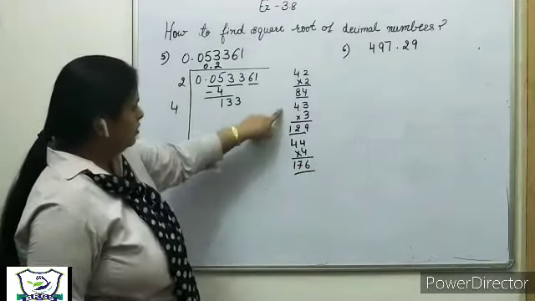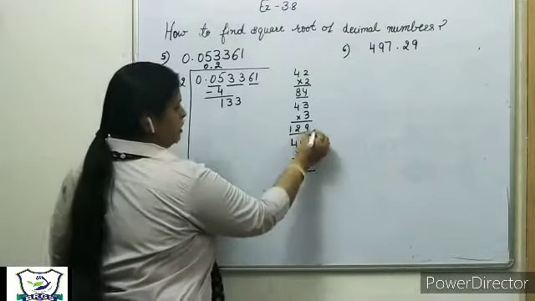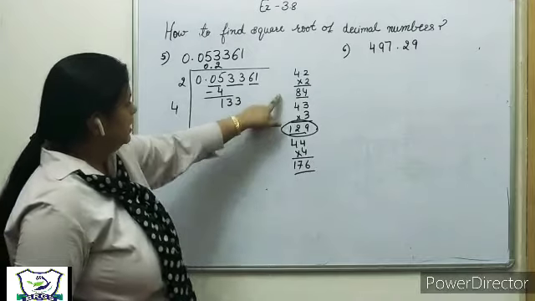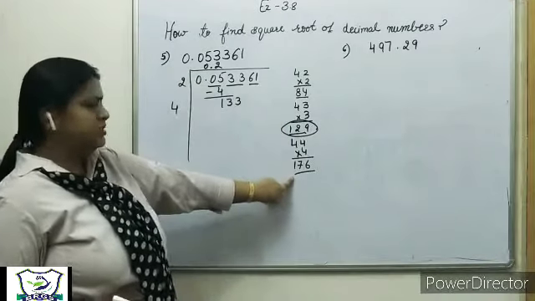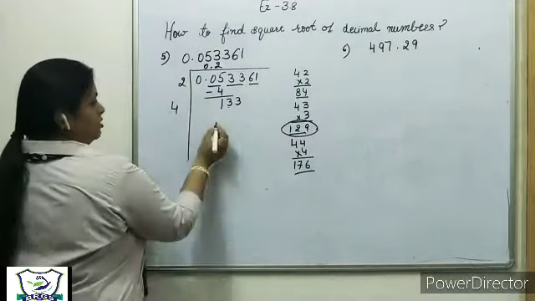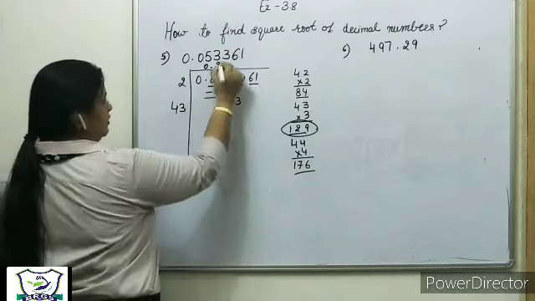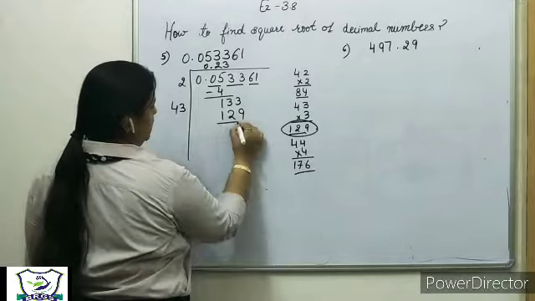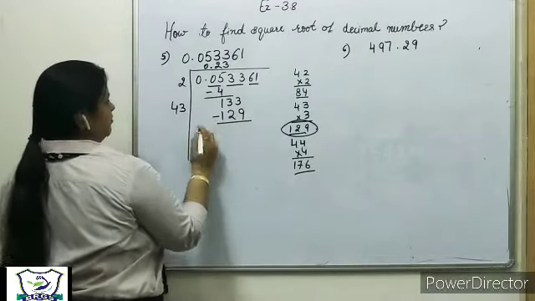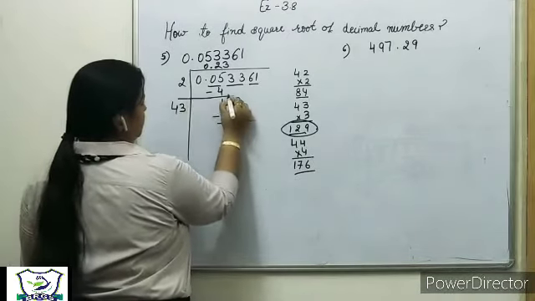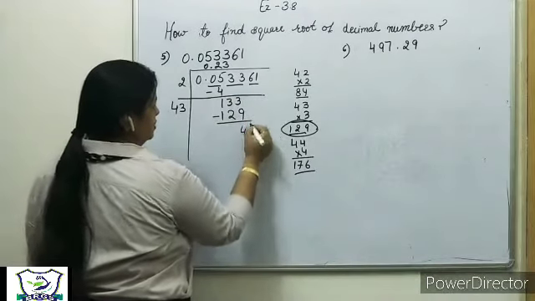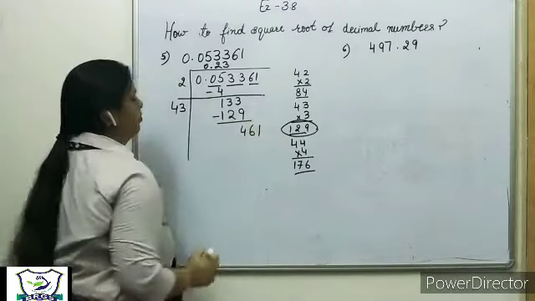Now which result number will you go for? We will go for 129 because 84 is the lesser number and 176 is the greater number. So we will go for 3 and here it is 129. Subtract it. 4 minus 2 is 0, 1 minus 1 is 0.